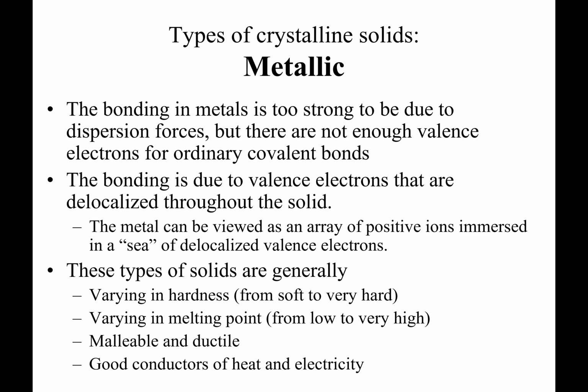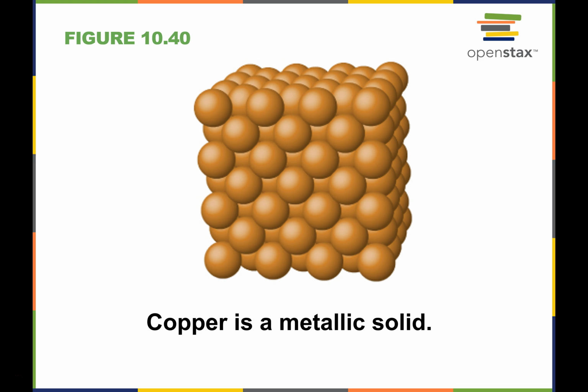So your metallic solids, their hardness can vary a lot, their melting points can vary a lot. The thing about metallic solids is they tend to be malleable, meaning you can hammer them out into a sheet, and ductile, meaning you can pull them out into a wire. Metallic solids conduct electricity, and generally they conduct heat too. So this is looking at a bunch of copper atoms that are just stuck together.